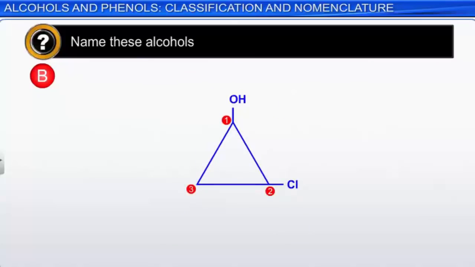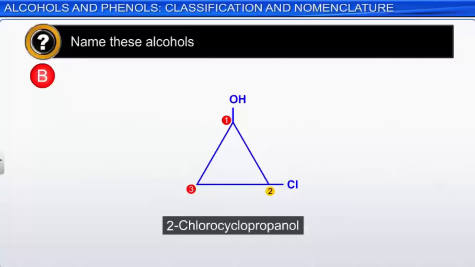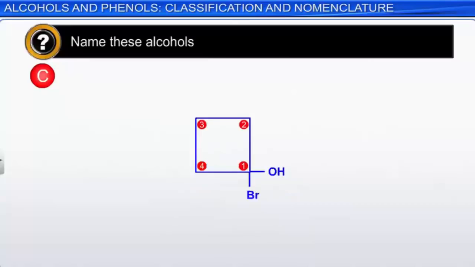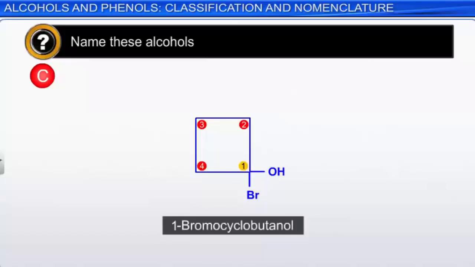Molecule B contains a 3-member ring with a hydroxyl group and a chlorine substituent. Its correct name is 2-chlorocyclopropanol. Molecule C has a 4-member ring with a hydroxyl group and a bromine atom both attached to the same carbon. Molecule C is a 1-bromocyclobutanol.